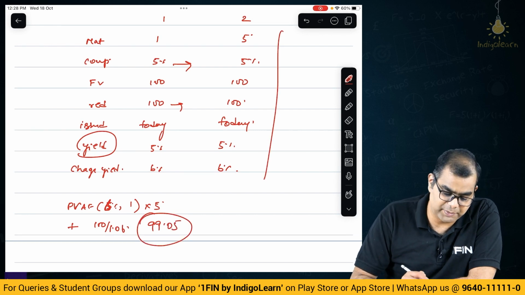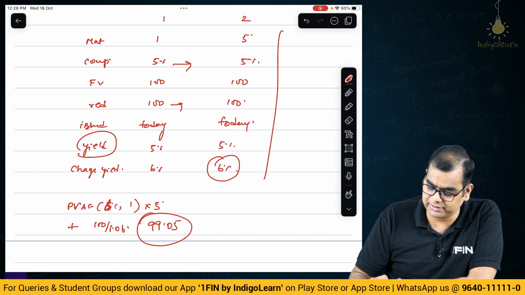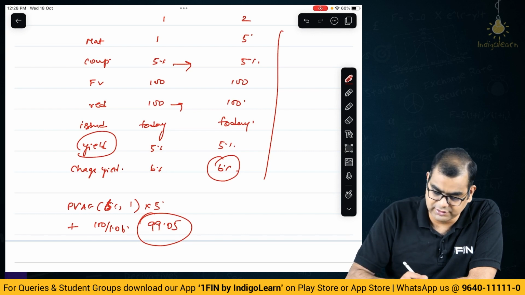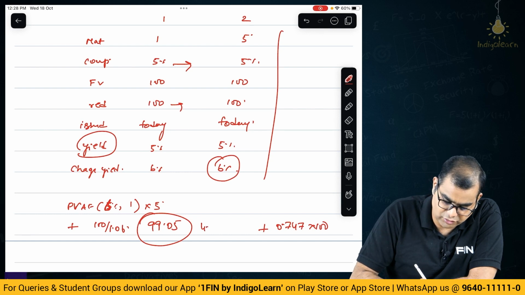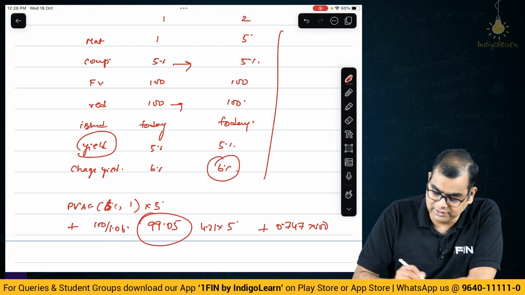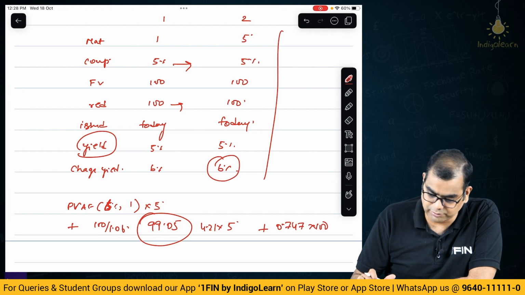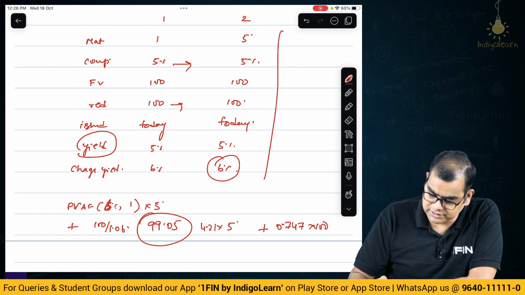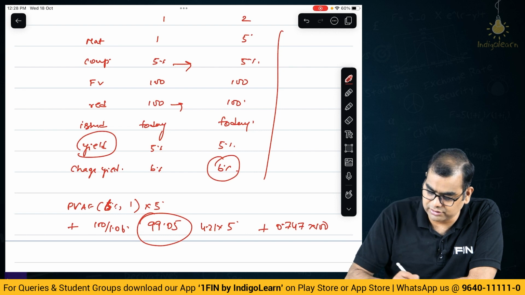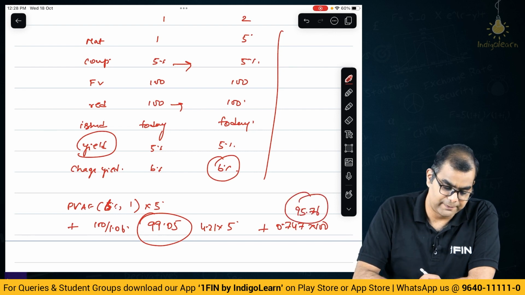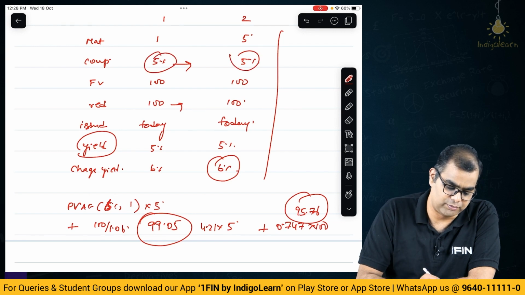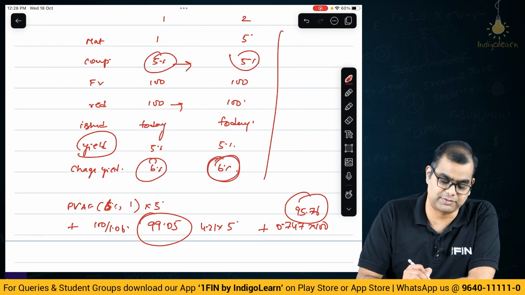Whereas, if you reprice this particular bond at 6%, what will happen? 1 by 1.06, for 5 years: 1, 2, 3, 4, 5. So, it will be plus 0.747 into 100, and the annuity factor is 4.21 into 5, which is plus 74.7. You will get the value as 95.76. So, see, both bonds are at 5%, but let us say there is a change in yield to 6%.